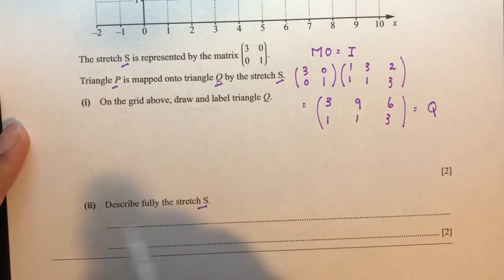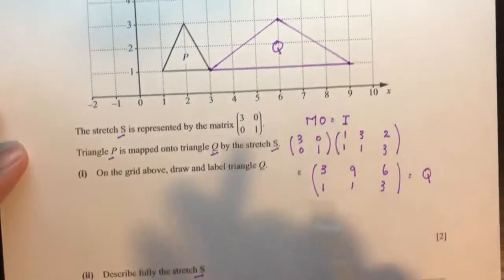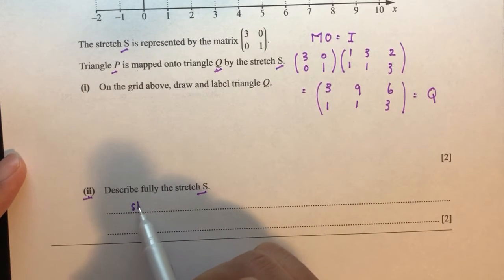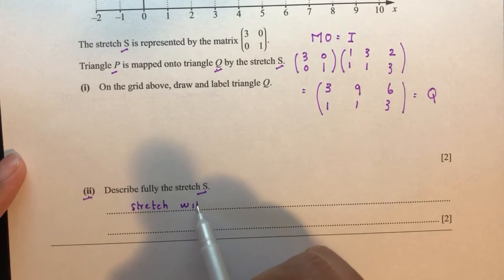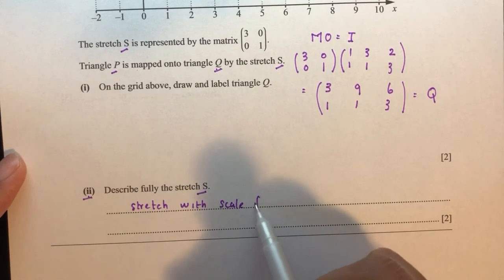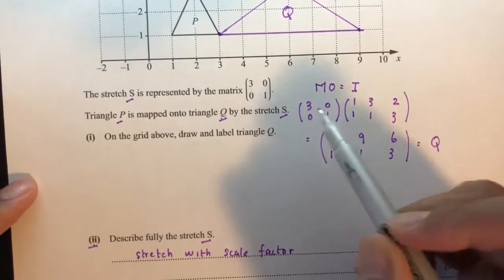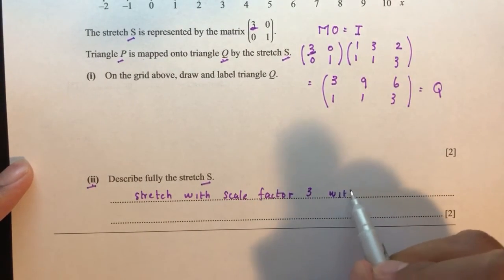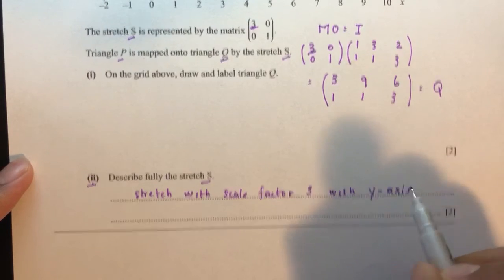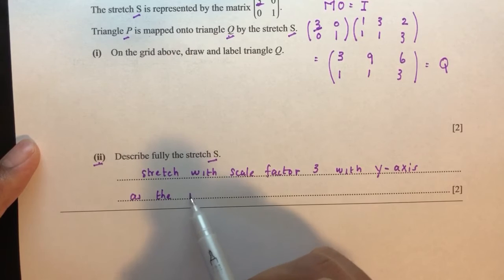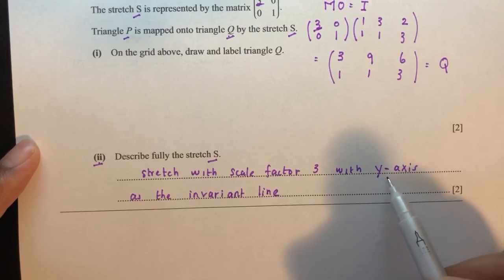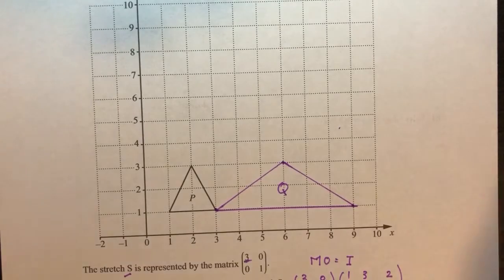Now part two, describe fully the stretch. As you can see, it is stretched in this direction, so it is a stretch with scale factor. As you can see, this is 3, 3, so it will be scale factor 3 with y-axis as the invariant line. Okay, so you need to have this and this to get the two marks. This will be part B of question number 4.